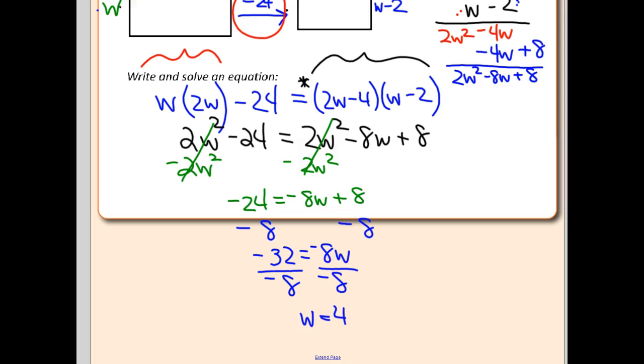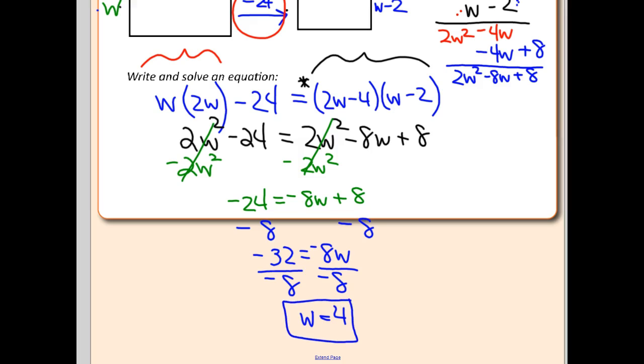When we're figuring out these area problems, our answer should be positive. If you get down here and you get w equals a negative number, you made a mistake, because length and width can't be negative numbers. All right, so we got 4. So we finally found the answer to the equation.